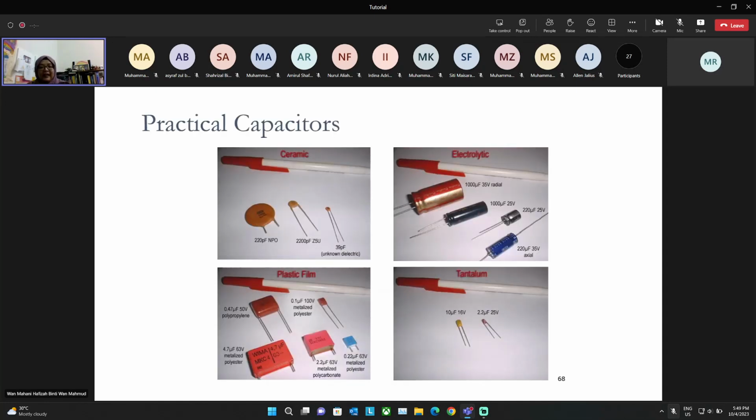So as in the introduction earlier, masa kita belajar capacitor, memang dah ditunjukkan sedikit lah. There are lots of different types of capacitors, and this one example dia buat daripada ceramic, dia buat daripada electrolytic, plastic film, tantalum, and setiap capacitor ni disebabkan bentuk berbeza, dia punya application pun berbeza.